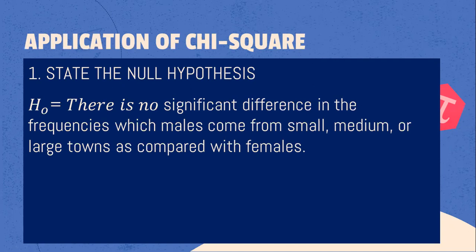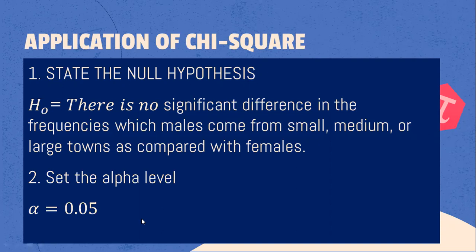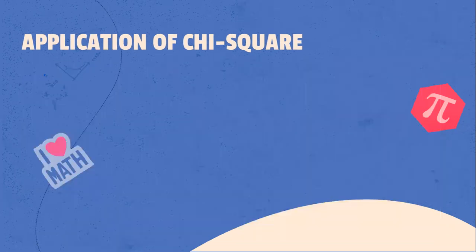There is no significant difference in the frequencies with which males come from small, medium, or large towns as compared with females. Set the alpha level, that is 0.05 or 5% or 95% level of confidence.